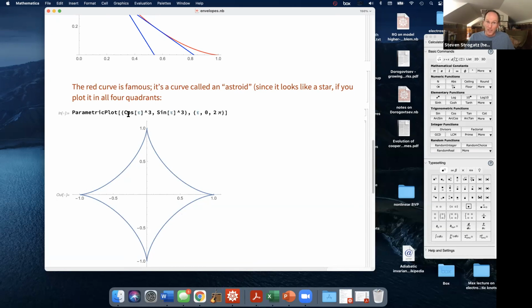It's got parametric equations, x equals cosine t cubed, y equals sine t cubed. So let's see where that came from. Let me jump out of there now and back to my notes.